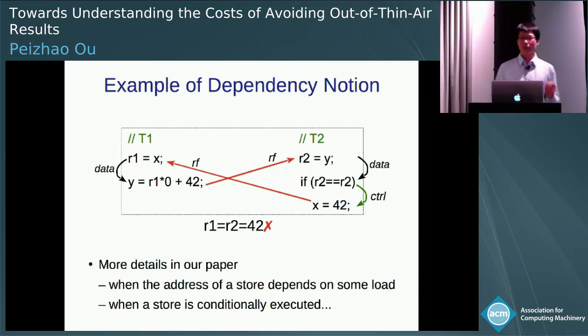By requiring dependency union reads-from to be acyclic, we disallow R1 = R2 = 42 for this example. Now, please note that our dependency notion captures more subtle cases, such as when the address of a store depends on some load, or when a store is conditionally executed, etc. We formalized our dependency notion in our paper, and you can find more details there.